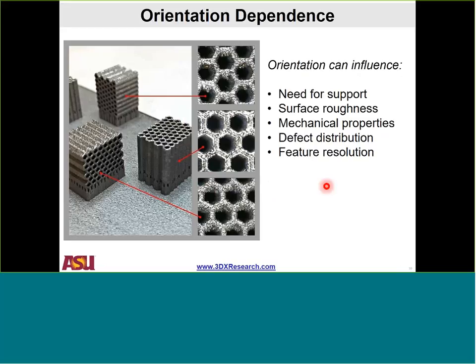In addition to that, what I just talked about was geometry, but you may also need support, for example, especially if you have large overhangs. Surface roughness, as I'm already showing here, varies. Mechanical properties may be influenced. The way your defects are distributed may be influenced. And finally, feature resolution itself. When we look at the structure in the direction it was printed, we see sharp features. When we look at it printed on its side, the features lose their resolution.